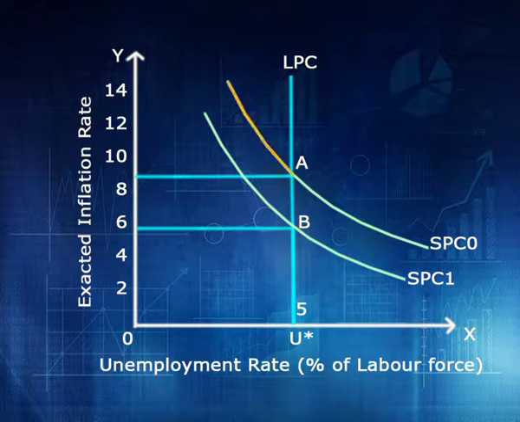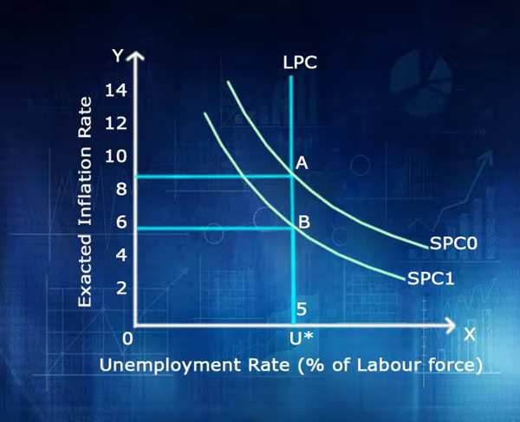We move upward to the left from point A on the short run Phillips curve SPC 0. On the other hand, when there is an unanticipated decrease in aggregate demand, the inflation rate falls and the unemployment rate increases above the natural rate, and as a result, we move downward to the right from point A along the short run Phillips curve SPC 0.